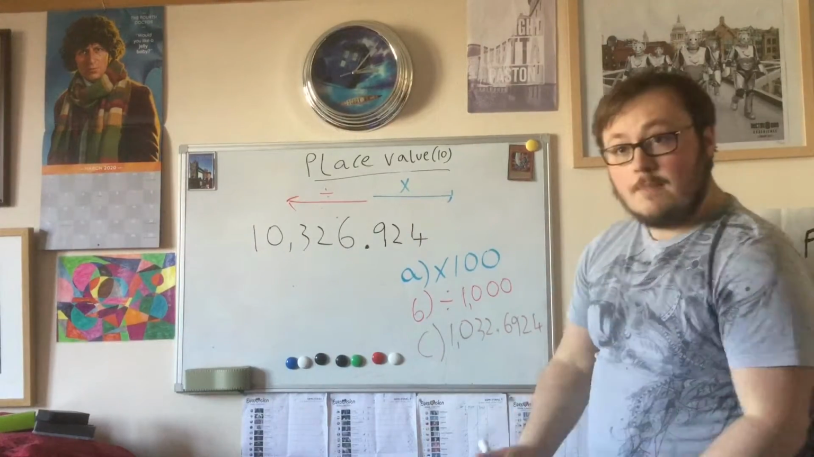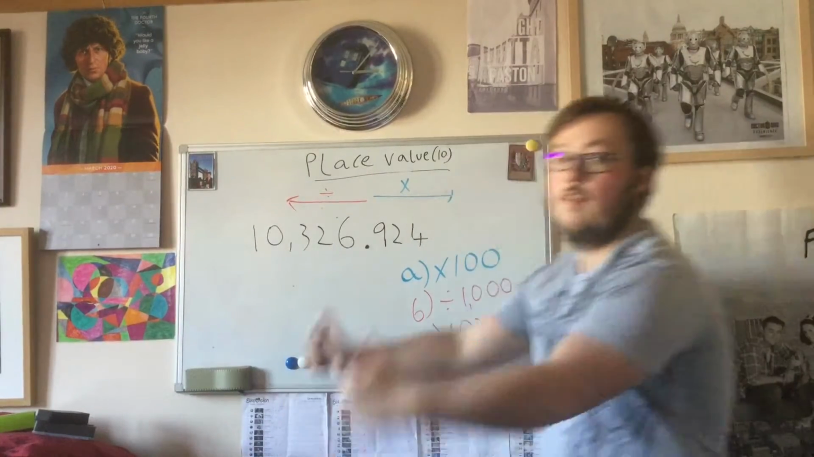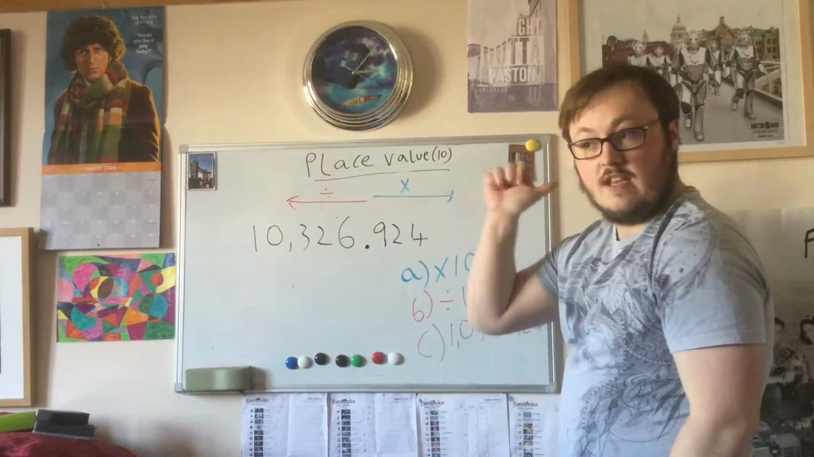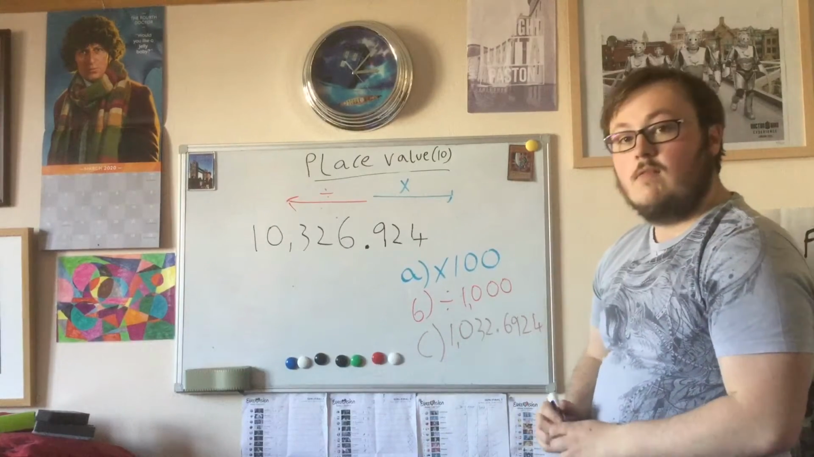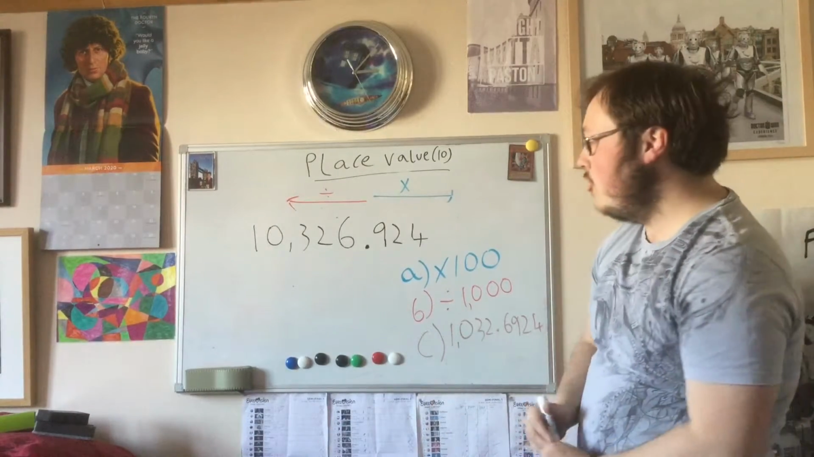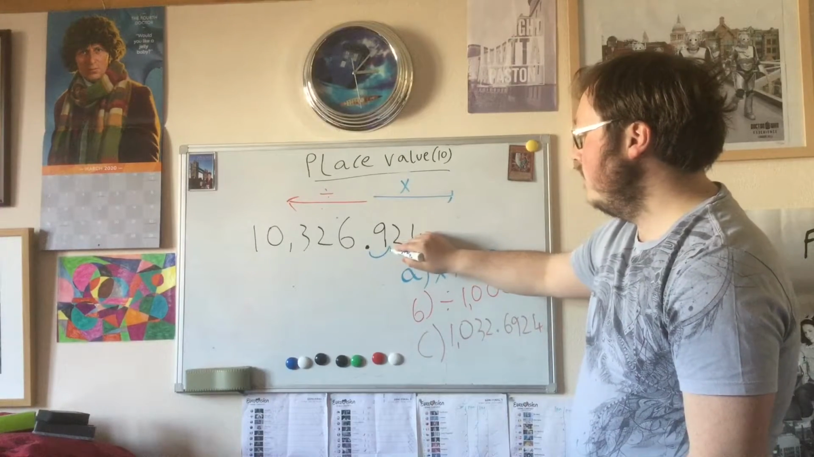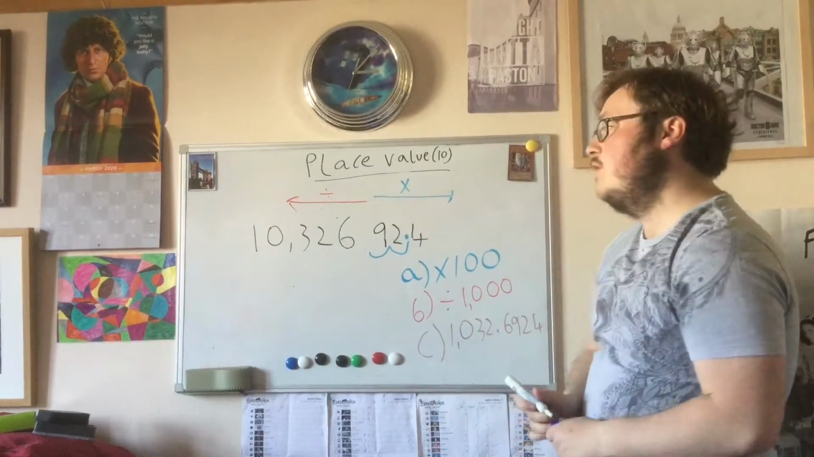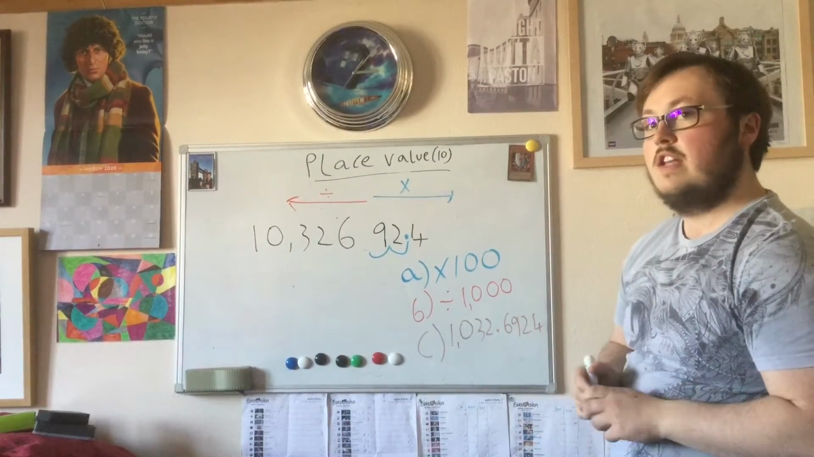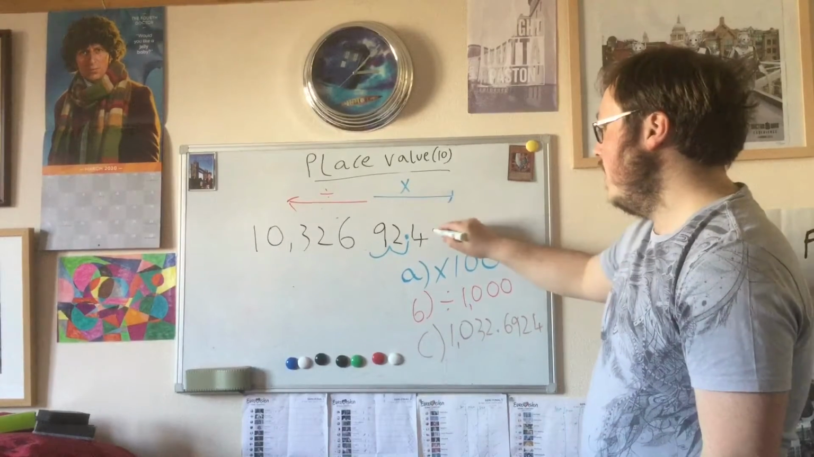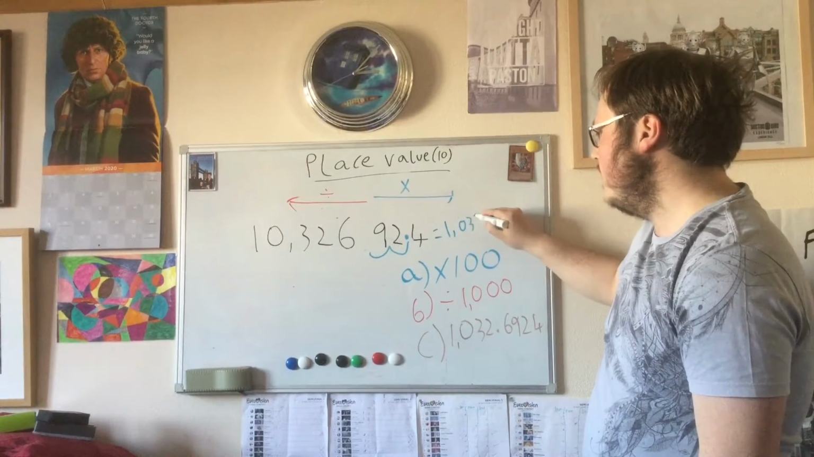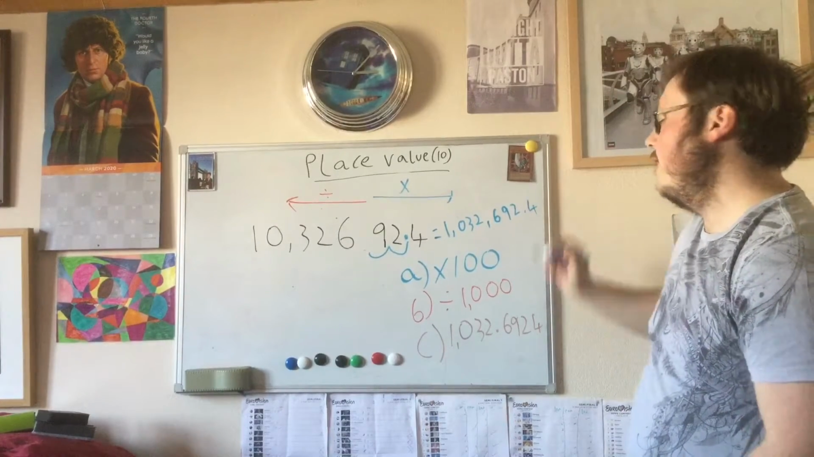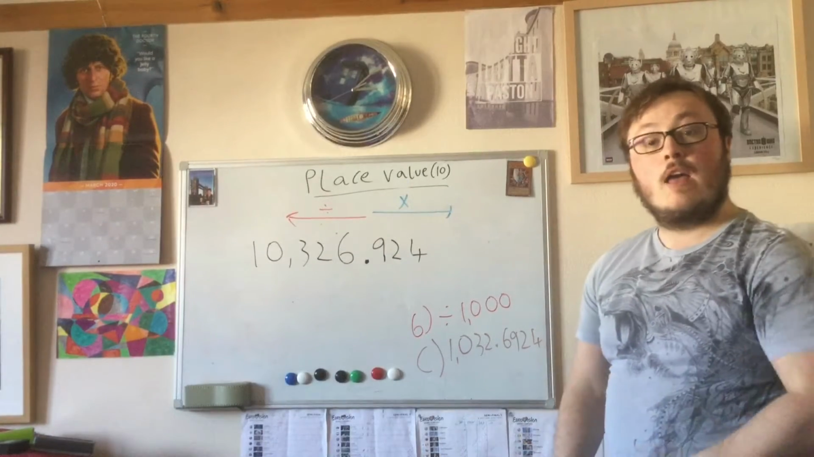So because we're timesing it for the first one, we are going in this direction. Now, how many times are we moving our decimal in this direction? Well, how many zeros are there in 100? There's 2, so we move it 1, 2. So we move that decimal to here. So 10,326.924 times by 100 will be 1,032,692.4.